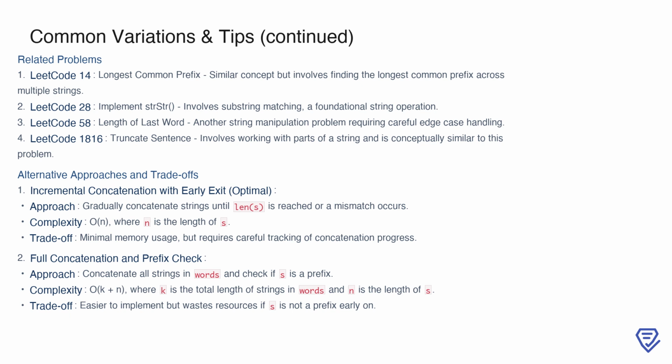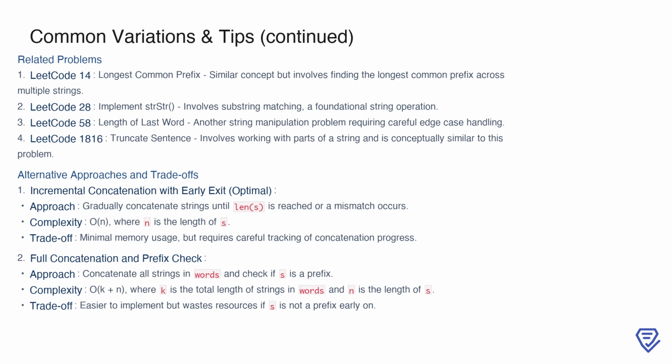For example, LeetCode problem 14, Longest Common Prefix, shares a similar concept where you work with prefixes, but it involves finding the longest common prefix across multiple strings. Another example is LeetCode 28, Implement strStr, which focuses on substring matching, a foundational operation in string manipulation. LeetCode 58, Length of Last Word, is another string-based problem that requires careful handling of edge cases, and LeetCode 1816, Truncate Sentence, involves working with parts of a string, which is conceptually similar to this problem.